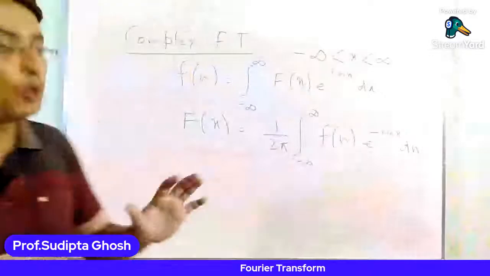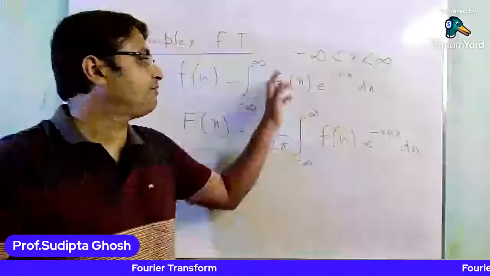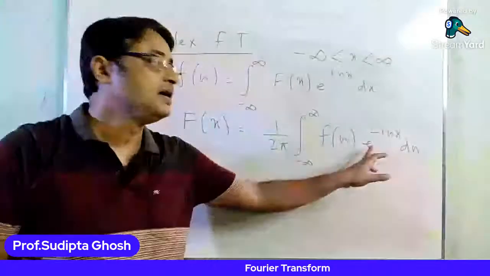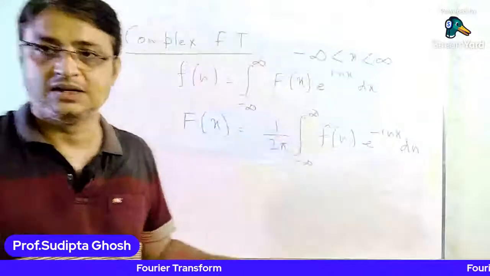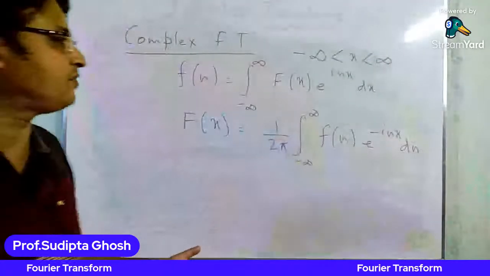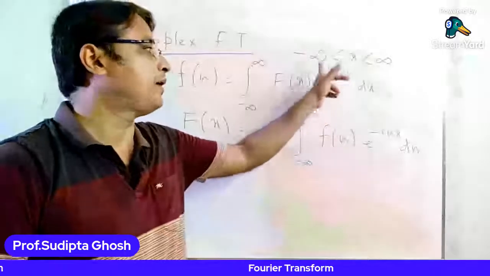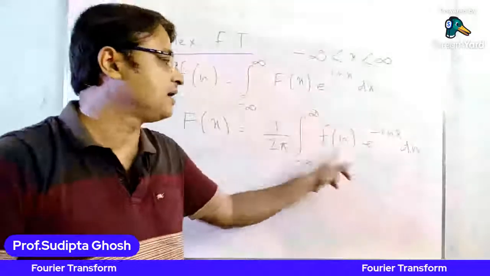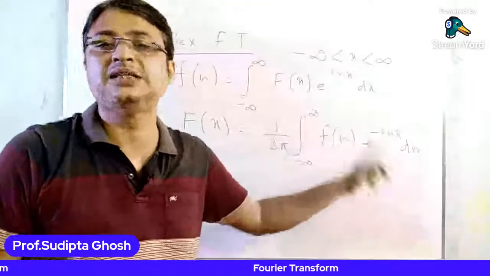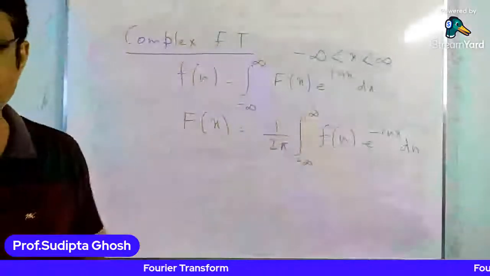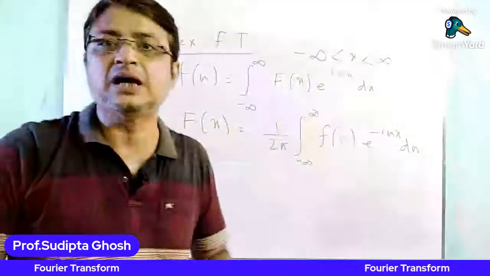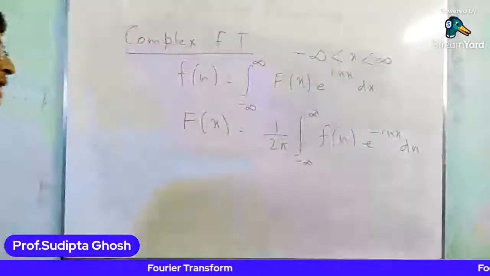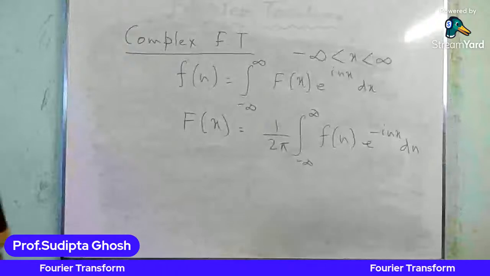So if you write f of x e to the power i n x dx, then you have to write f of n e to the power minus i n x for the inverse transform. Or if you write this as e to the power minus i n x dx, then you should write the inverse transformation as e to the power plus i n x dn. So this is the way we can represent the Fourier transformation.